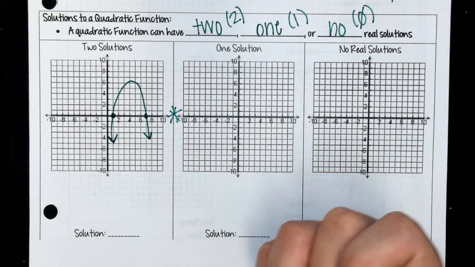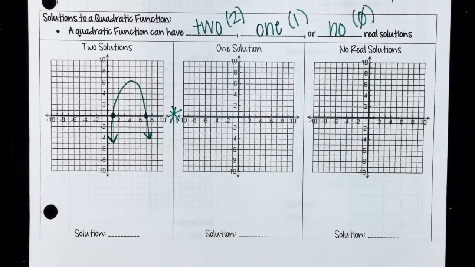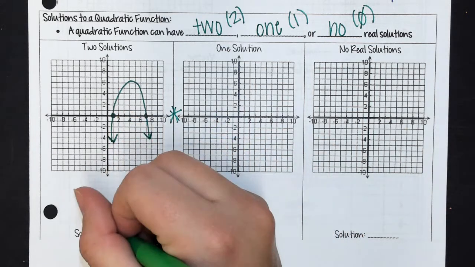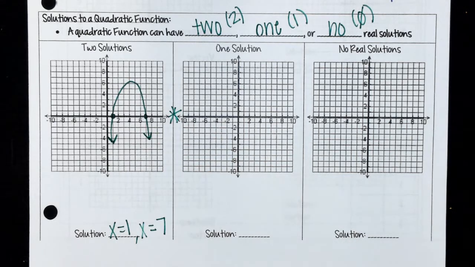Just 1 and 7, and just guess the rest of it. Okay, it's just a sketch. So right here, my solutions for this graph are 1 and 7.